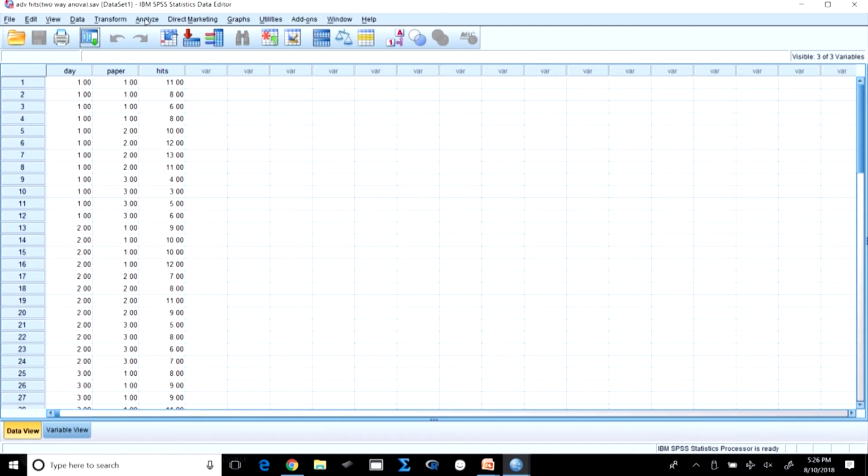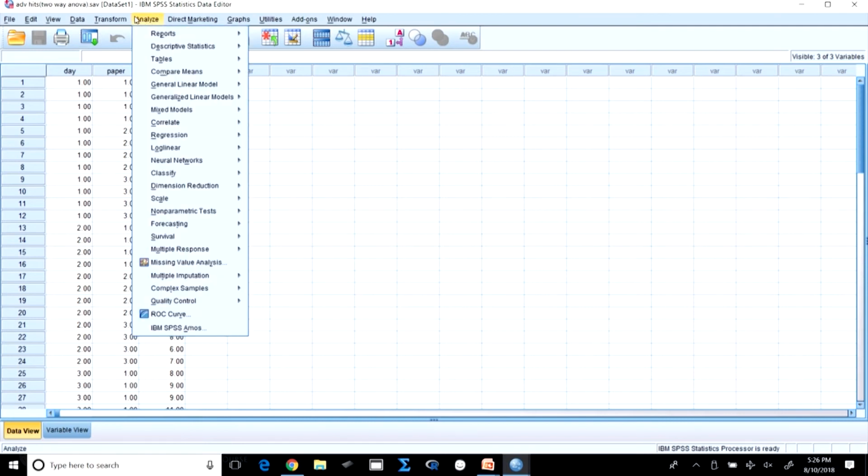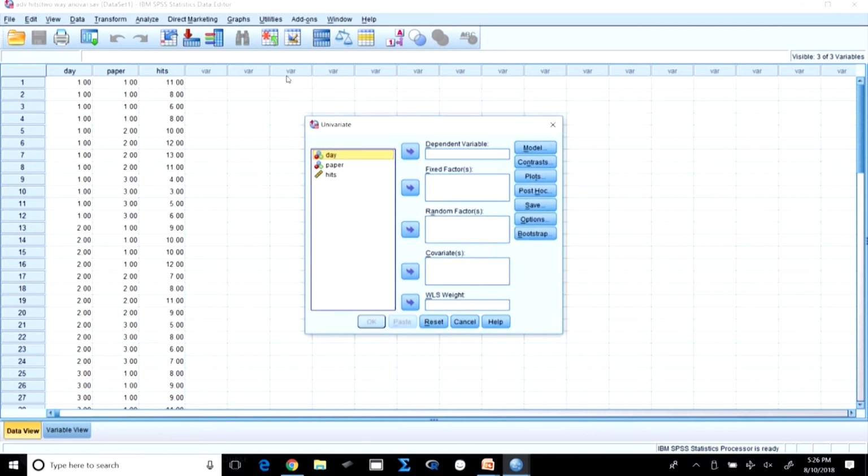Now, how to do this? First go to Analyze. You cannot do it through Compare Means, because it only allows a one-way ANOVA, and it does not allow an interaction effect or more than one factor. So, we use a General Linear Model. This is used when you are doing a two-way ANOVA or n-way ANOVA. What you do is Univariate. Why univariate? Because there is only one dependent variable we have.